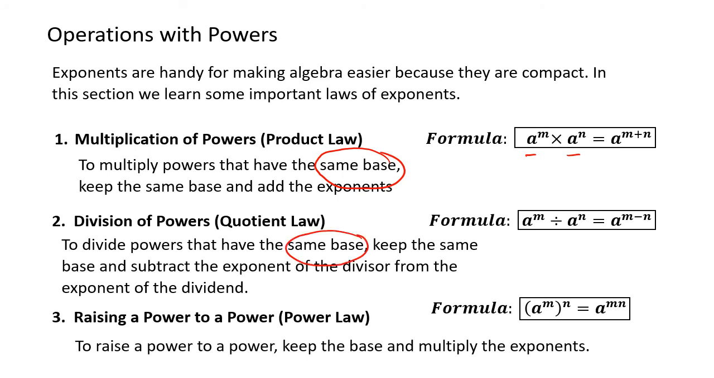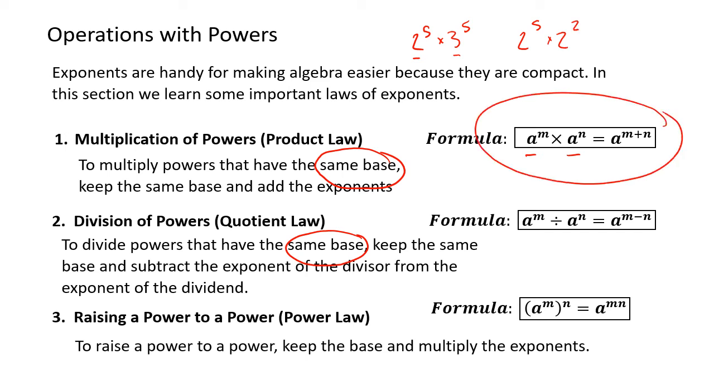If they don't, so if you have 2 to the exponent 5 times 3 to the exponent 5, these rules do not apply because the base, in this case, which is 2 in one and 3 in the other, is not the same. If the base is the same, let's say it's 2 to the exponent 5 times 2 to the exponent 2, the rule is very simple. You add the exponents together. So that's the same as 2 to the exponent 5 plus 2, or 2 to the exponent 7.